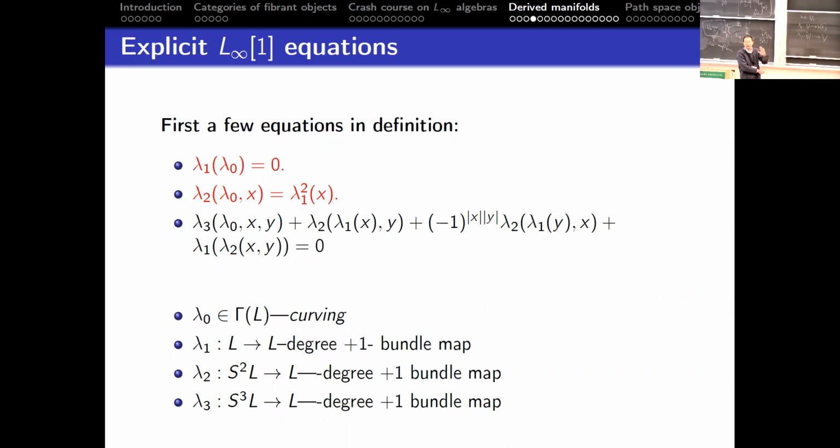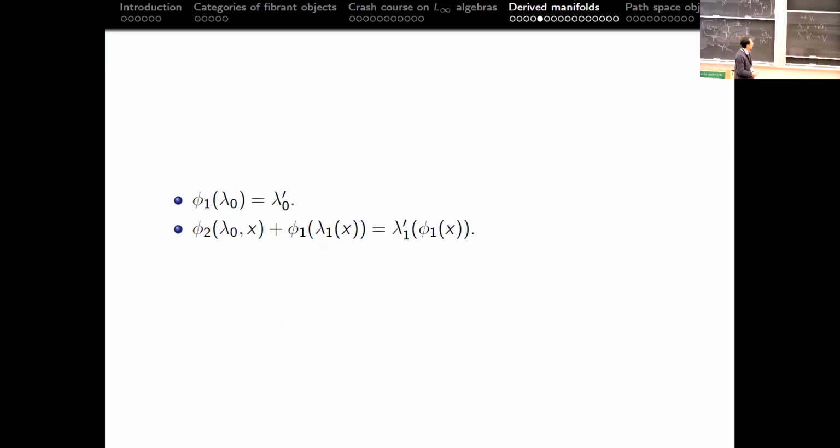Compared to the infinity one algebra, where the degrees are all confusing, here everything is a degree one map. This is a higher bracket. This is just a two bracket. This is degree one, and these are a few relations. You can see this is a relation here. And for morphism, a few relations: you have a map phi one mapping lambda zero to lambda zero prime. You can think of lambda zero as just a section of a vector bundle, and you map this section to the other section. This is the first relation, and the second is a compatibility condition.